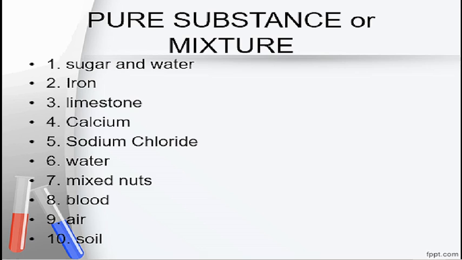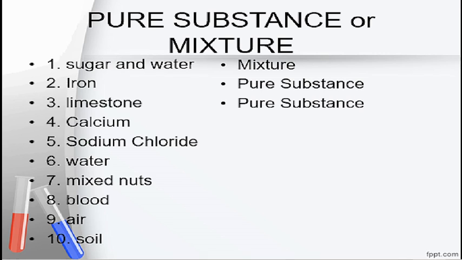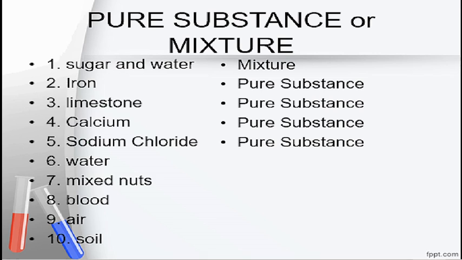For sugar and water, this is an example of a mixture. Iron is an example of a pure substance. Iron is an element. Limestone is a pure substance and this is a compound. Calcium is also an example of a pure substance. This is an element. Sodium chloride is also a pure substance. This is a compound. Water is also a pure substance and is also a compound.